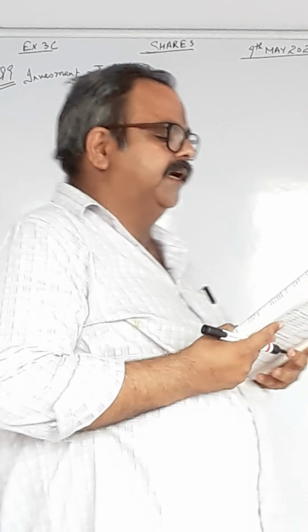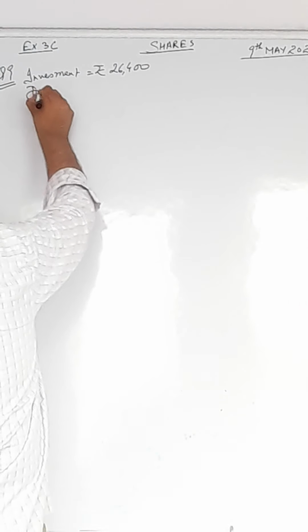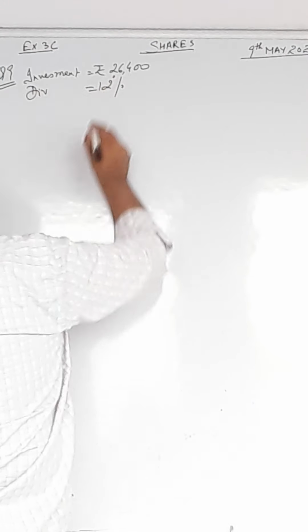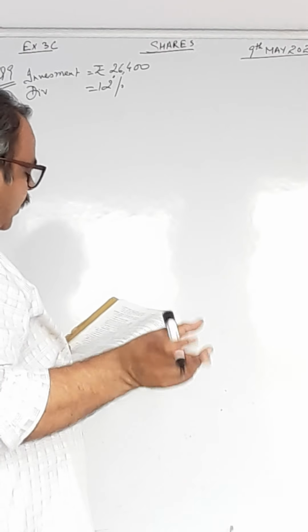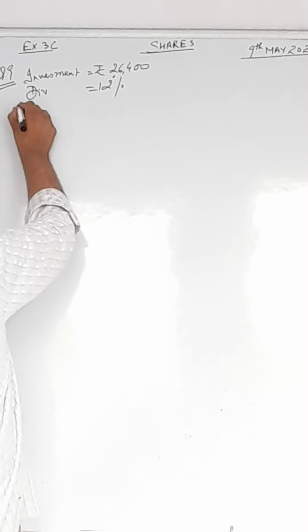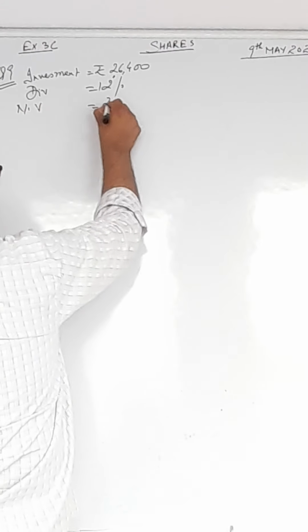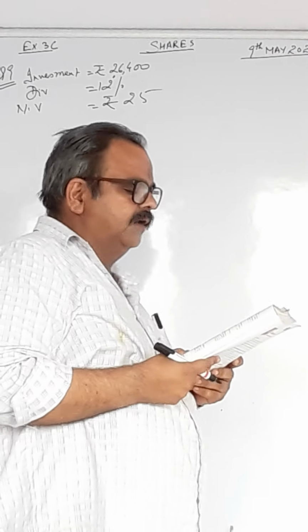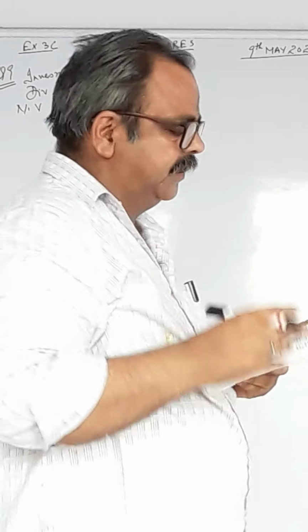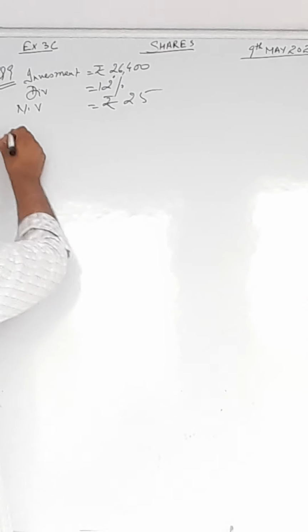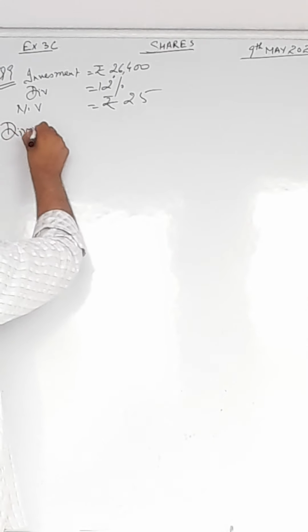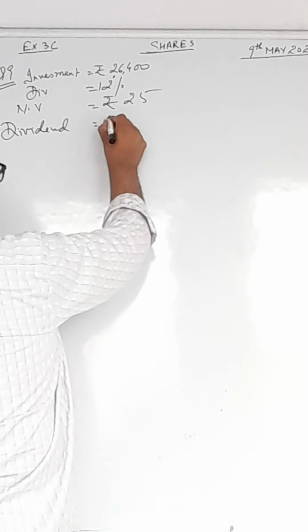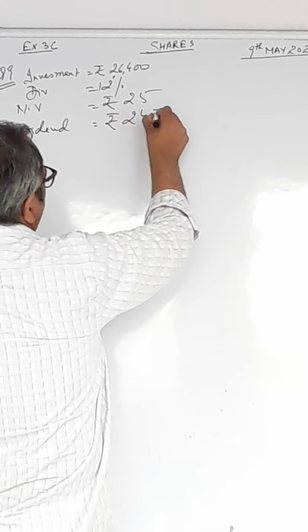26,400 in 12% dividend, rupees 25 shares of a company. Nominal value is rupees 25. If he receives a dividend after 1 year, how much dividend did he get, children? 2475.